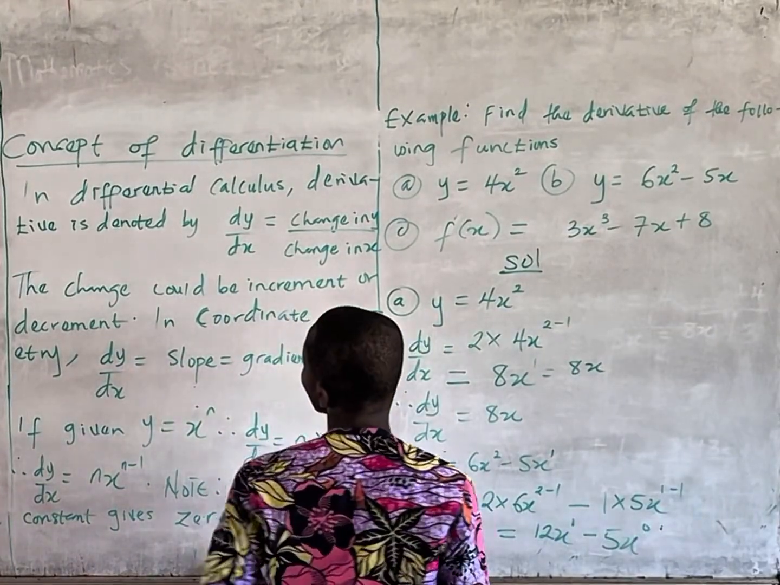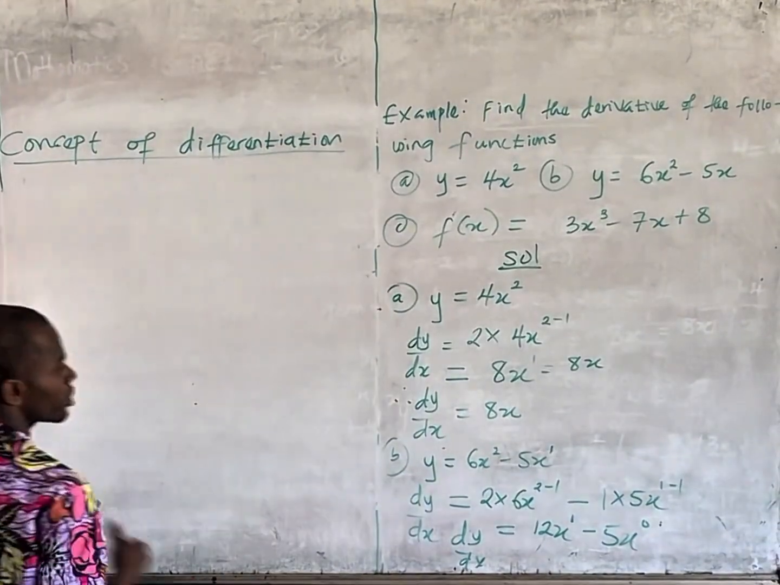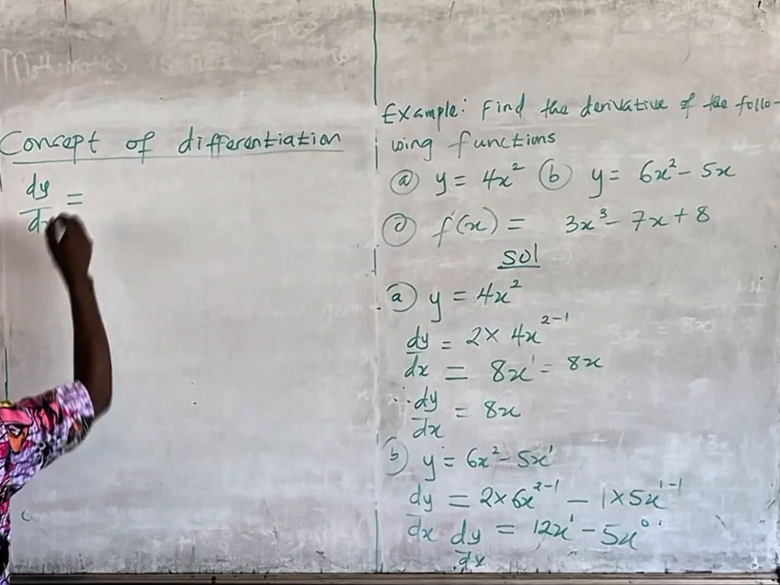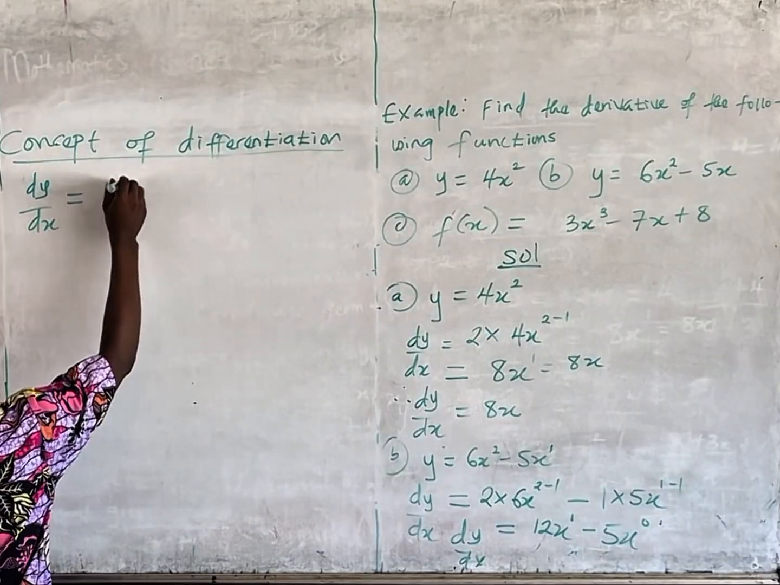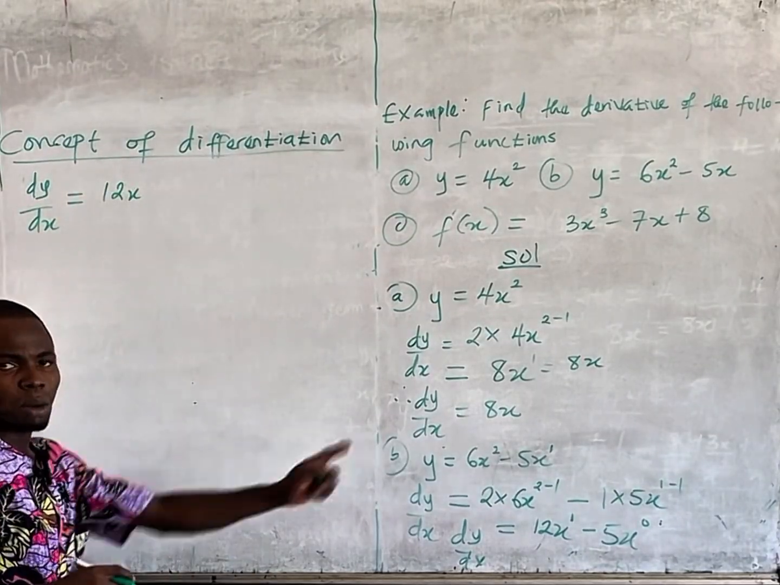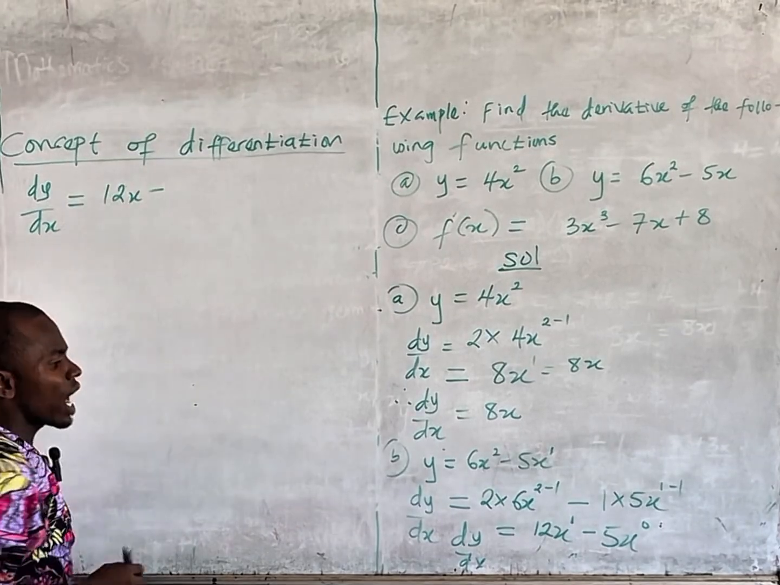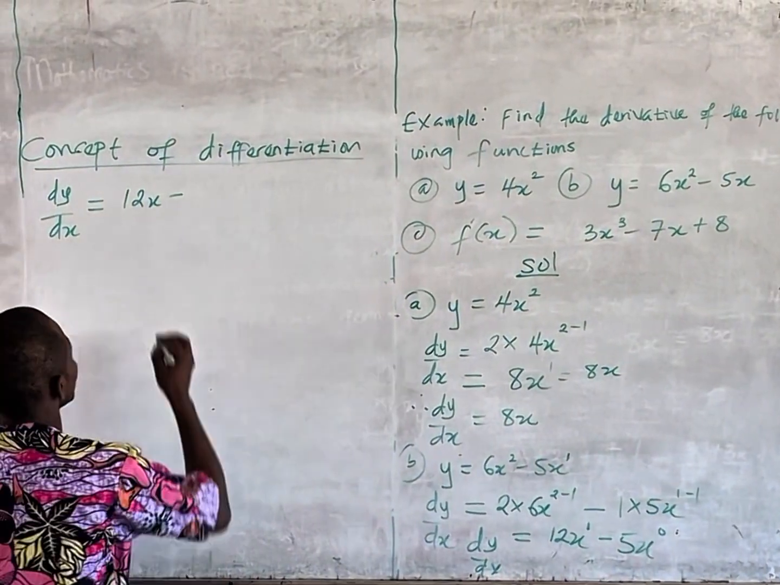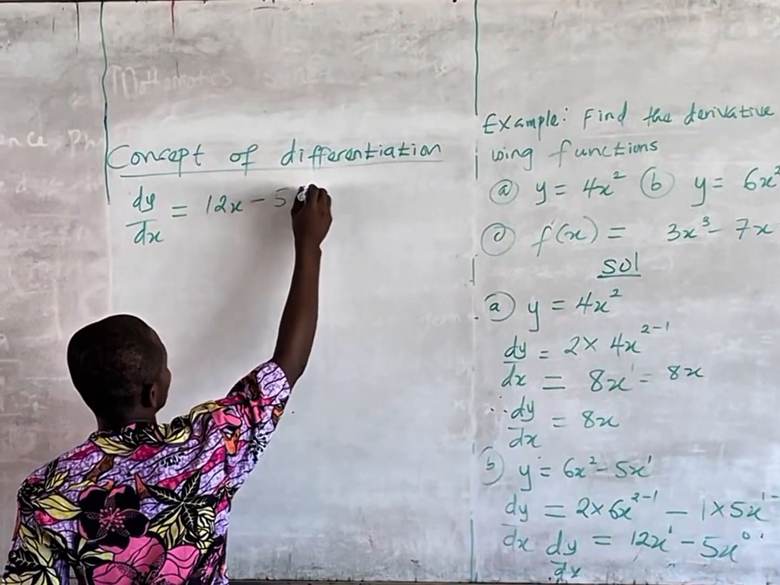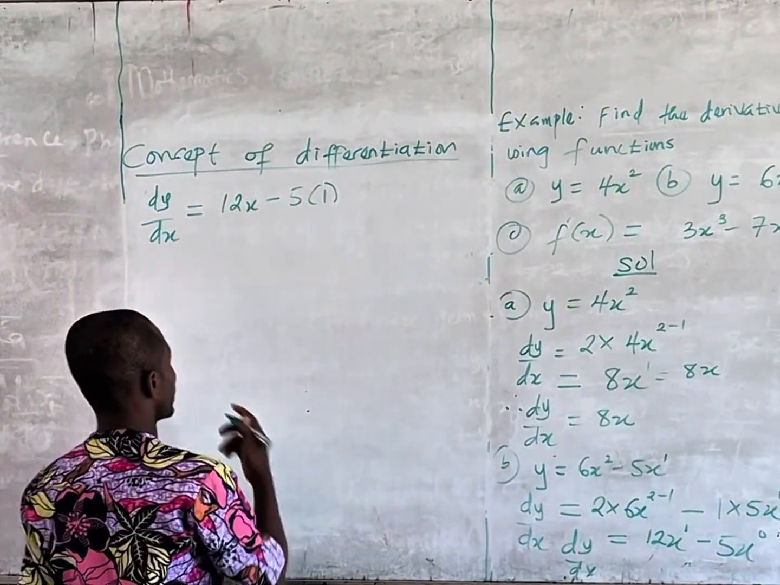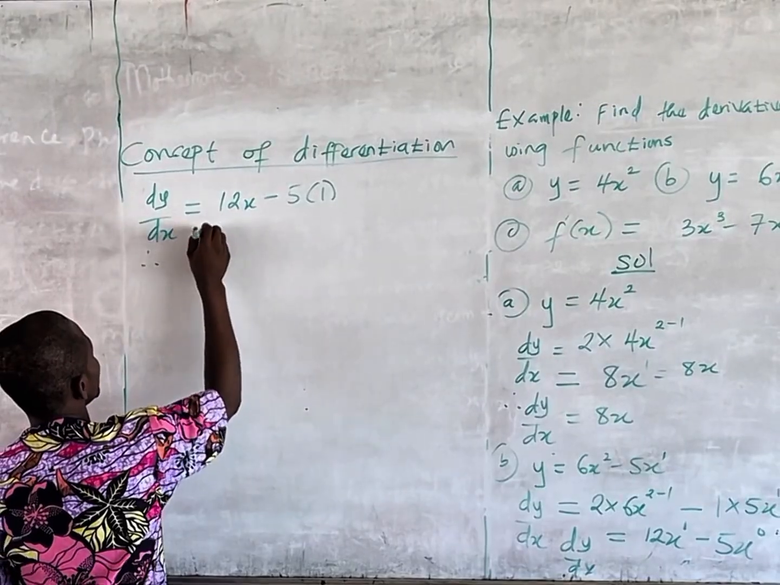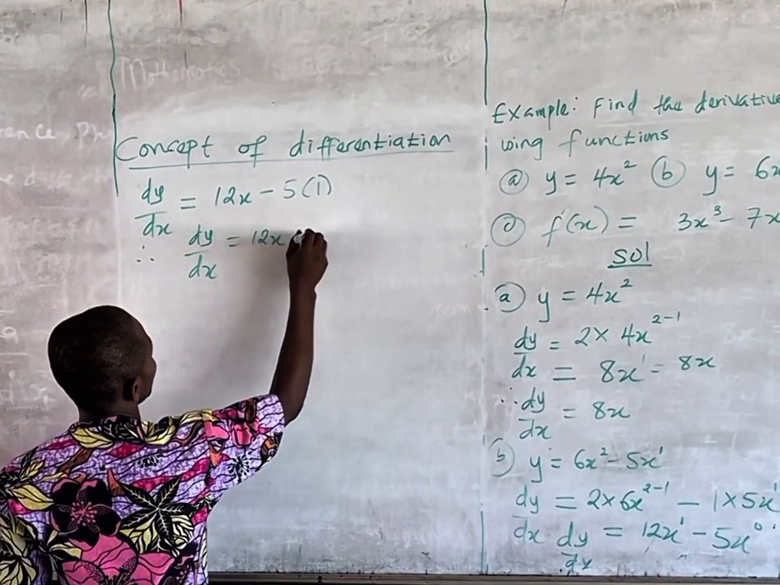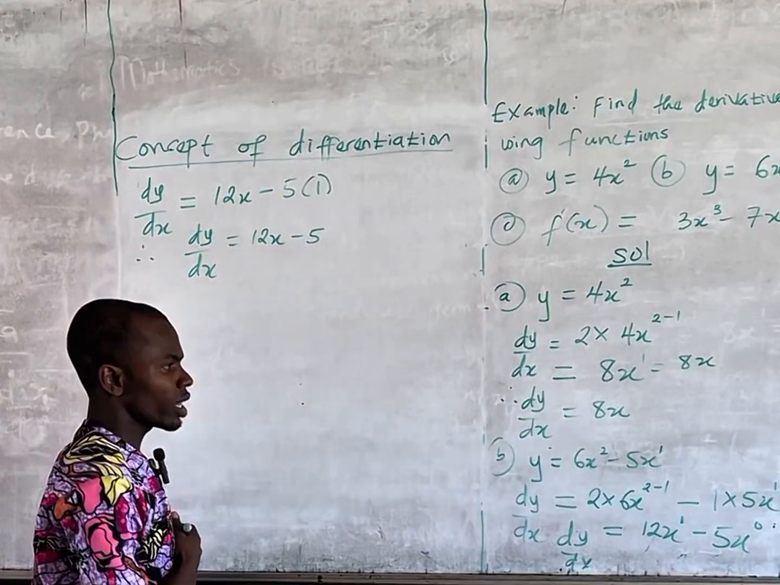So we continue here. dy over dx is equal to 12x, because x power 1 is still x, minus 5x raised to the power of 0. According to the law of indices, x raised to the power of 0 means 1. So it will be minus 5. You can say times 1 to show the working, but it's still 5. So in conclusion, dy over dx is 12x minus 5. As simple as that.